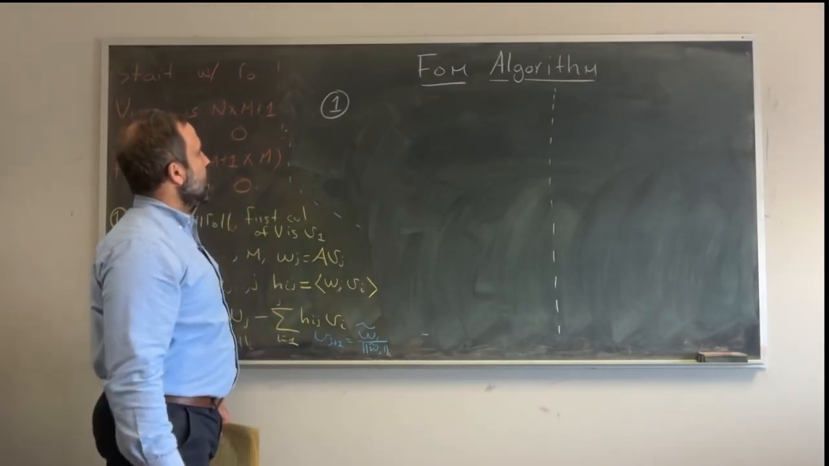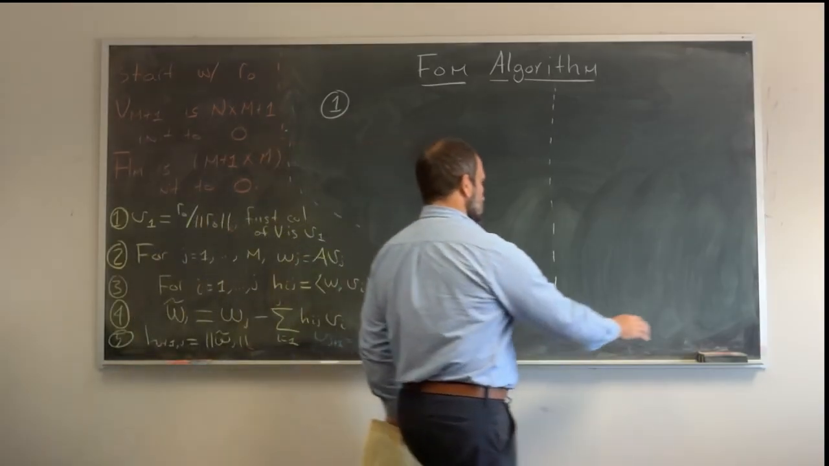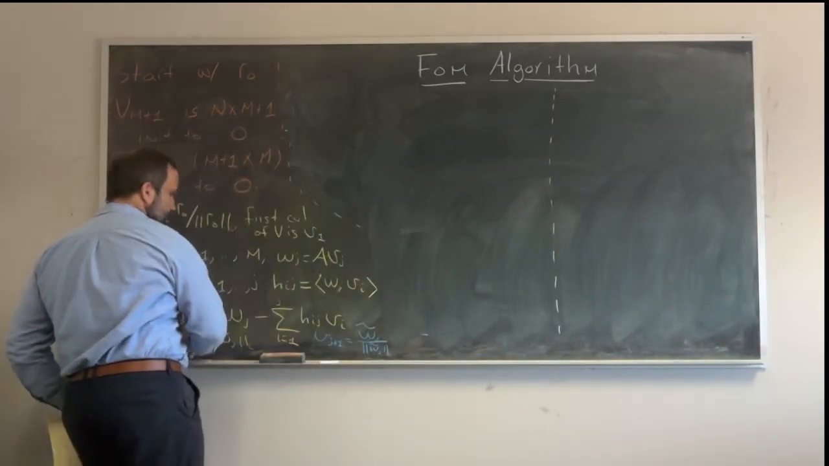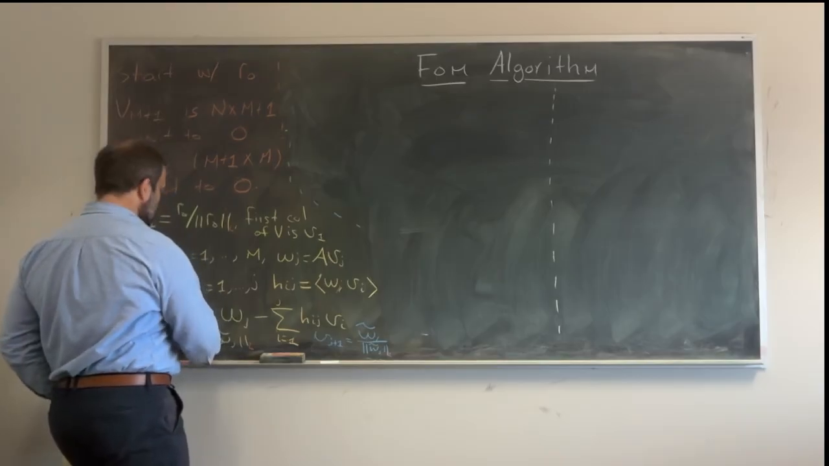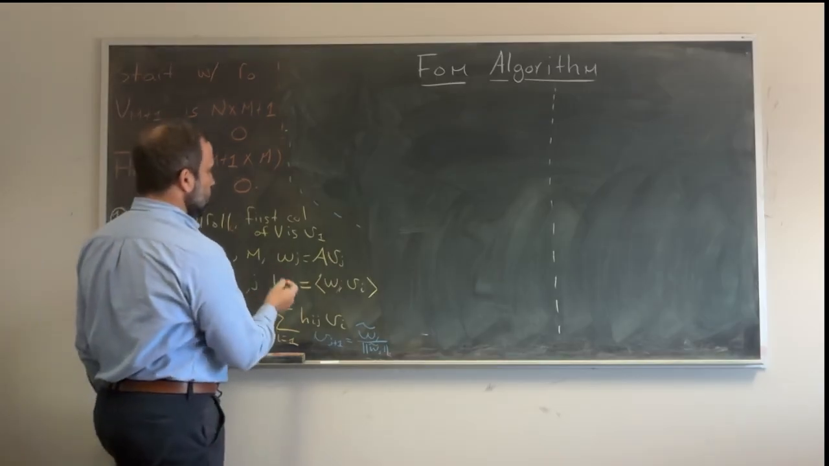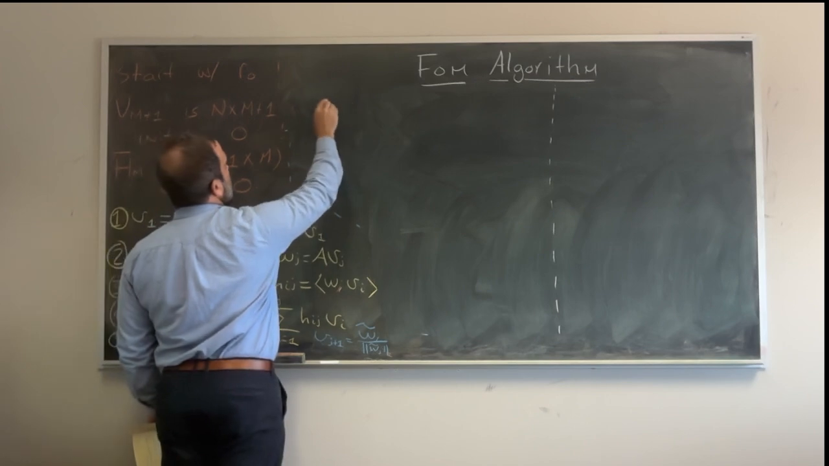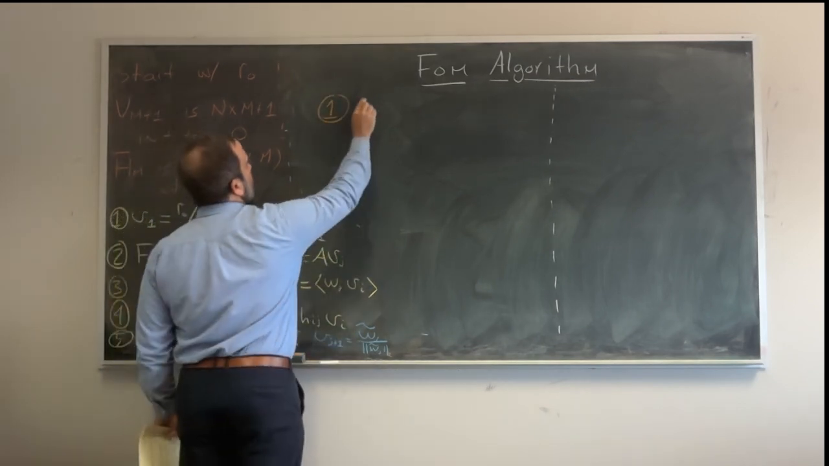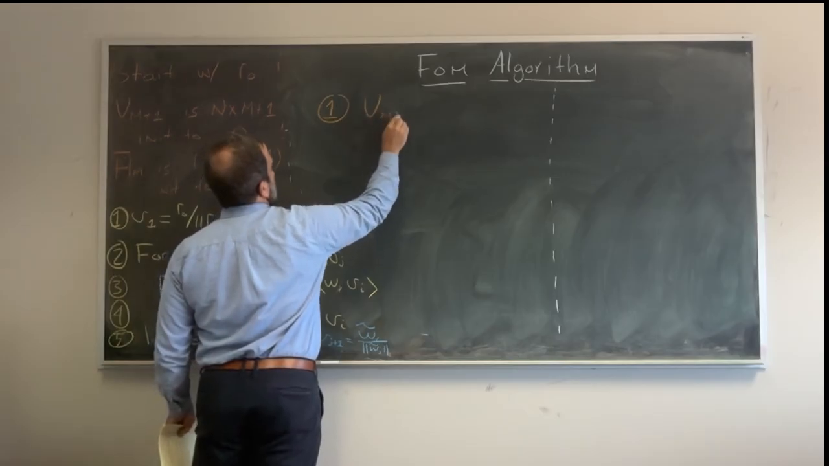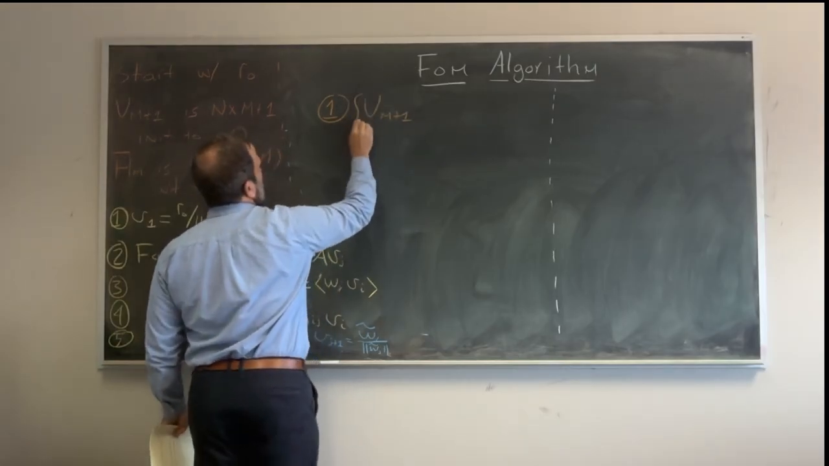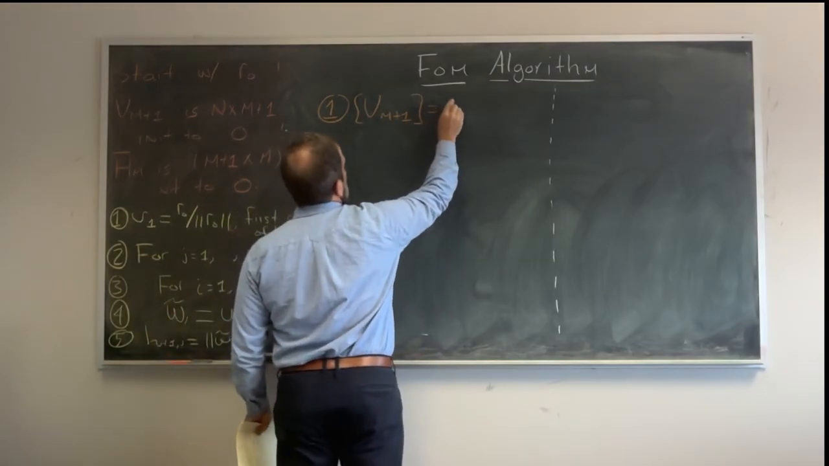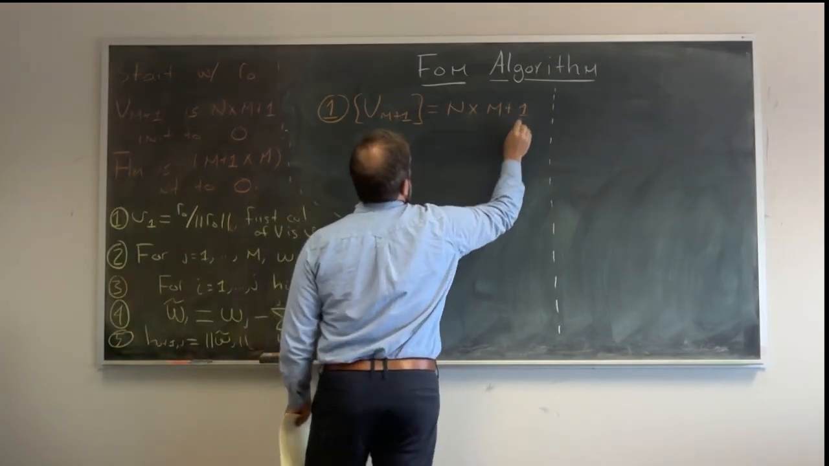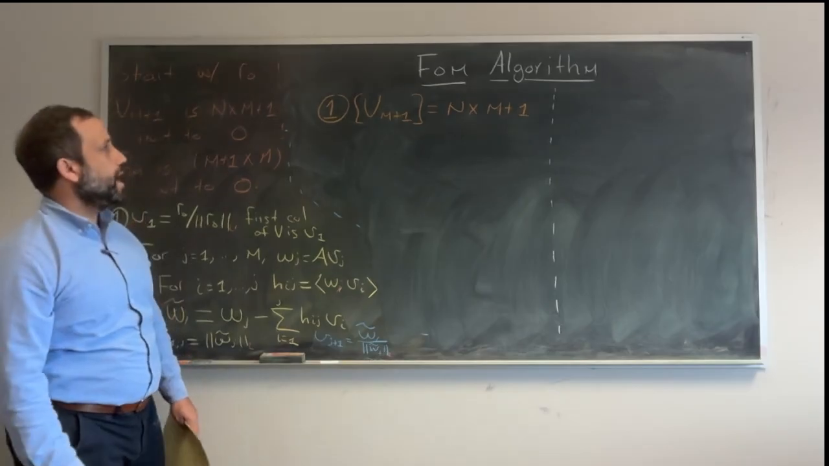Okay, so we're going to have these initialization steps. Let me write this in a different color. Let's see, orange. So for step one, we're going to make two zero matrices. V_{m+1}: the dimensions of this matrix are going to be n by m plus 1, so n rows and m plus 1 columns.